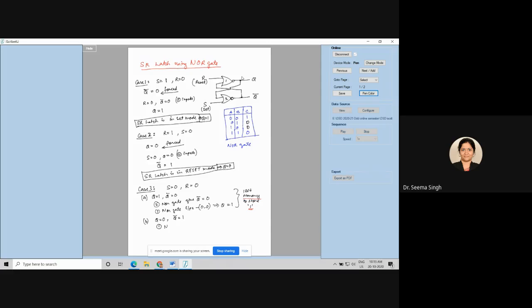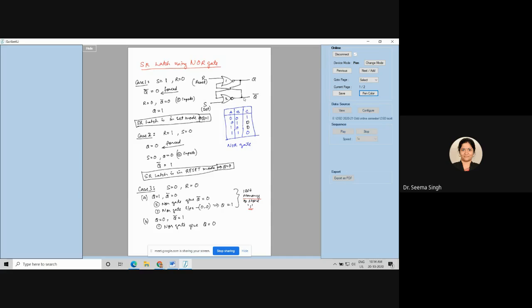So now the first NOR gate is having one input as 1, because q bar is 1 now. So what will be the output? Output will be forced to 0. So now the first NOR gate will give q equal to 0, because one of the inputs is 1 and the other input is 0. So 0 and 1 will give a 0 only.